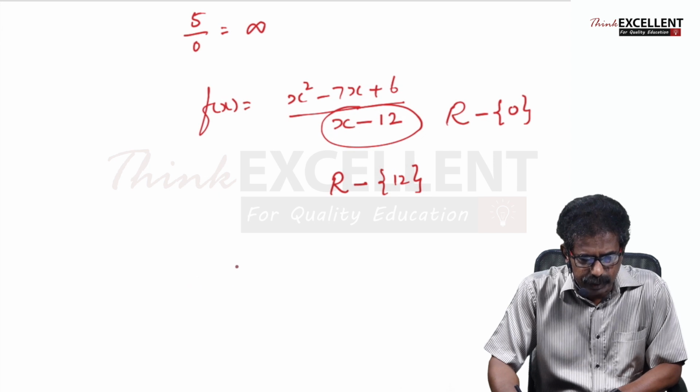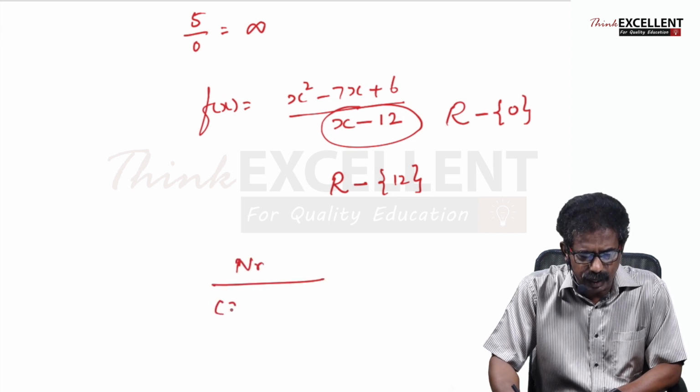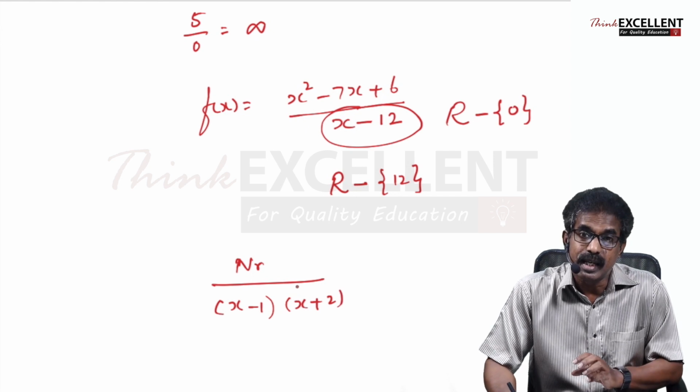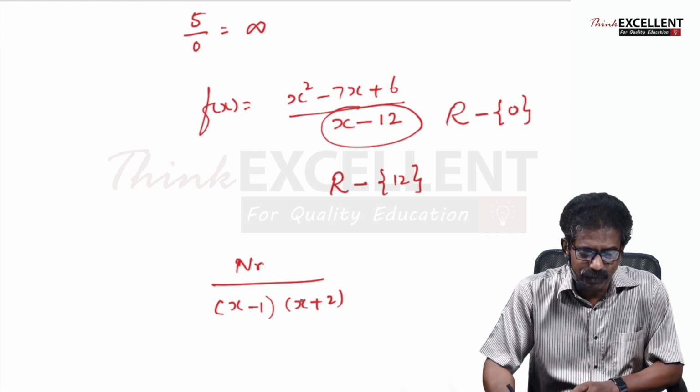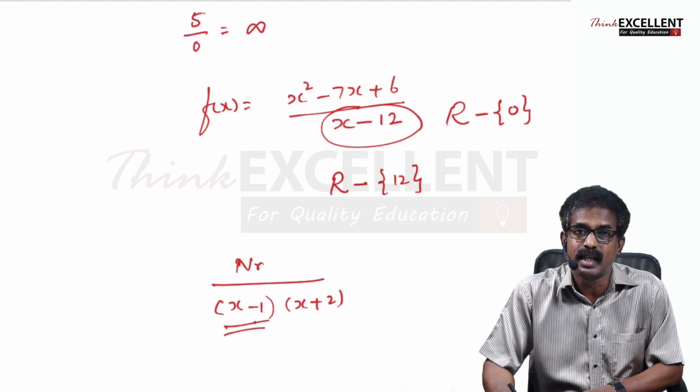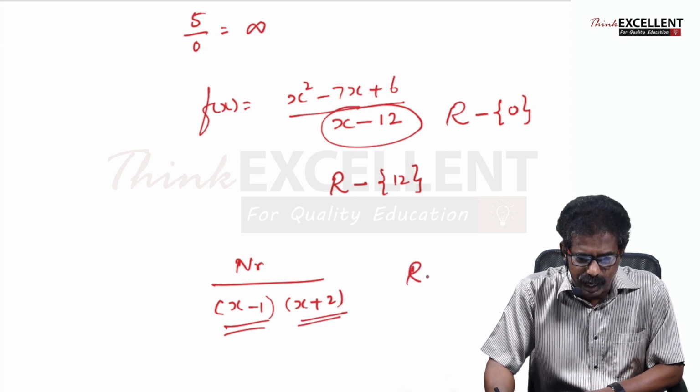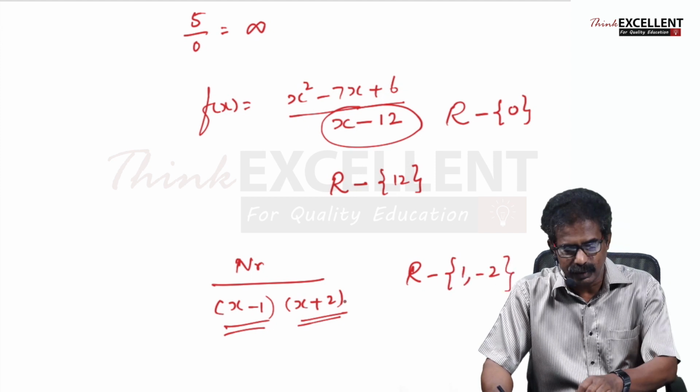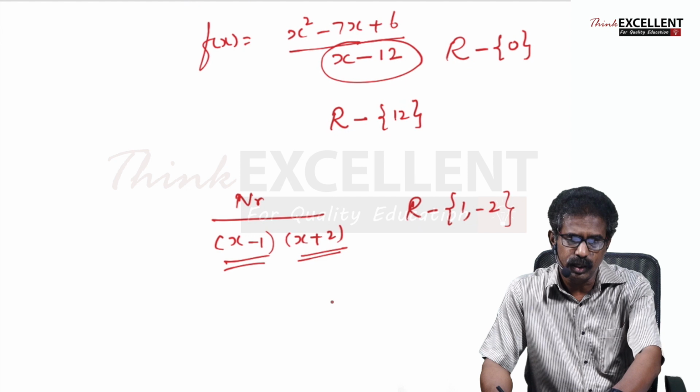Suppose the numerator is there, and in the denominator you have x minus 1 into x plus 2. It does not exist at 2 points, right? When x is equal to 1, it won't exist, and when x is equal to minus 2, it won't exist. So what is the domain? R minus {1, minus 2}. Are you able to understand? Okay, so like this you can find the domain.